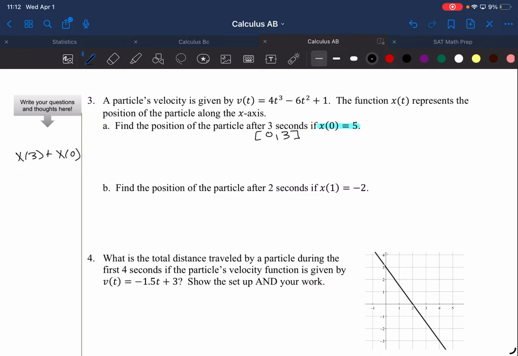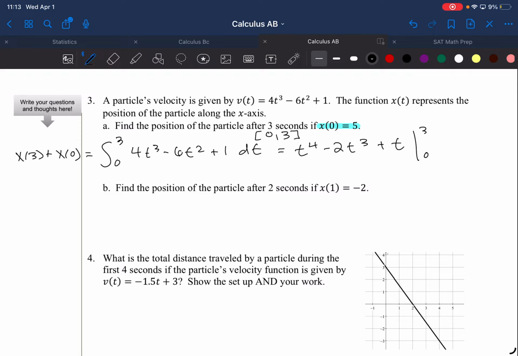Okay, so x of 3 is found by doing the integral from 0 to 3 of velocity, which is 4t cubed minus 6t squared plus 1 dt. Okay, integrating that, remember we add 1 to the exponent and divide by that new one. So this is 4t to the 4th divided by 4, which is just t to the 4th. The next one is negative 6t cubed over 3, so that's just negative 2t cubed. And then that 1 just becomes t, so plus t, solved at 0 to 3.